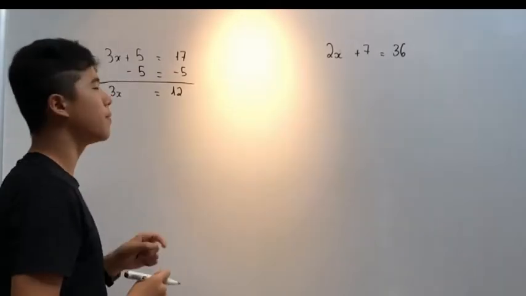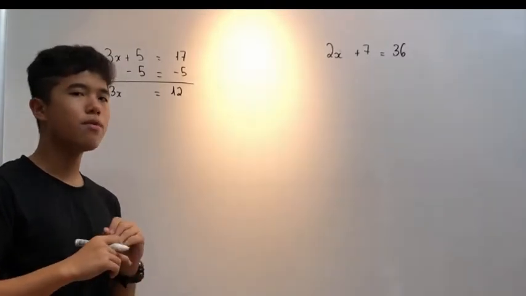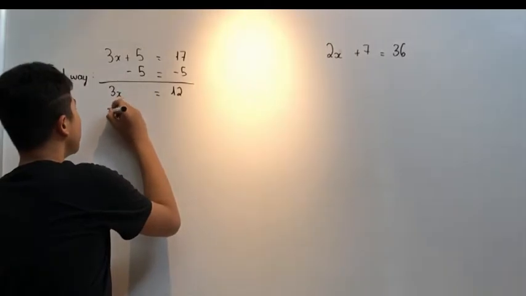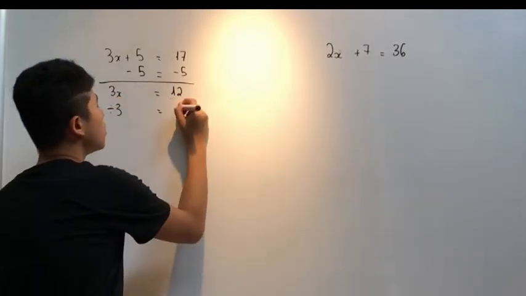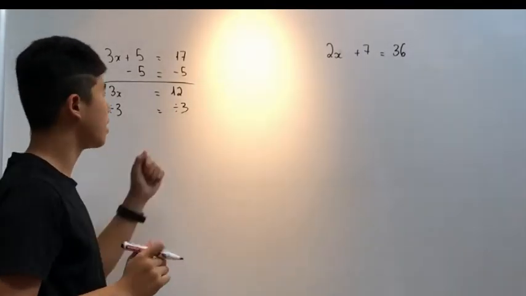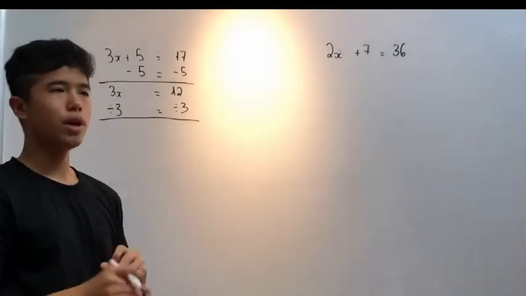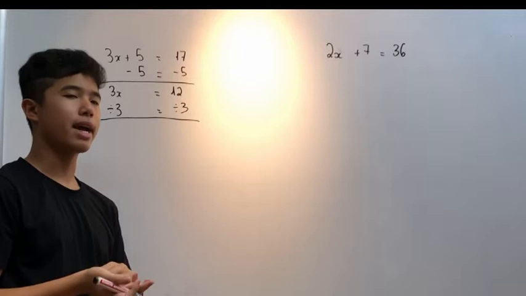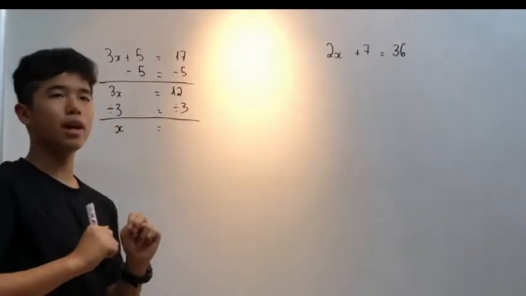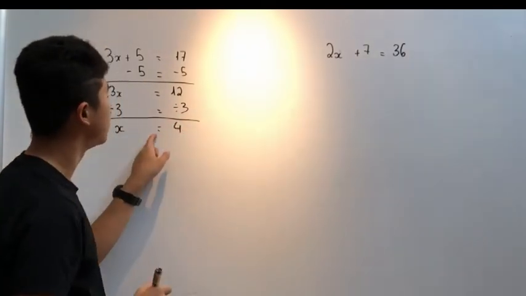And then I want to get rid of the 3. It is 3 times x, so if we have 3 divided by 3, we'll get rid of it. So this one divided by 3. Also, you must do the same thing with the other side. This one also divided by 3. And then you get the answer. 3 divided by 3 is 1. 1 times x is x. And 12 divided by 3 is 4. So the answer is x is equal to 4.